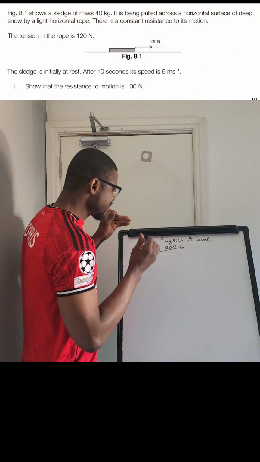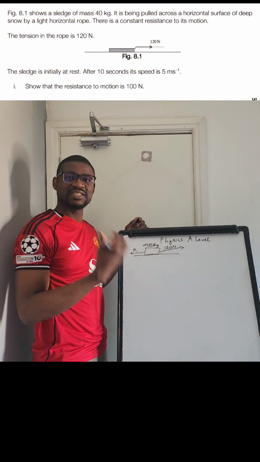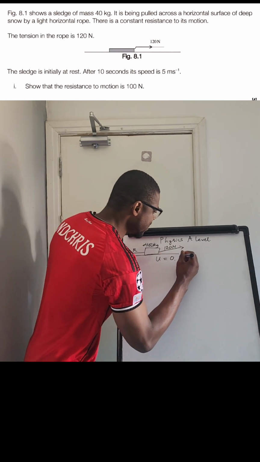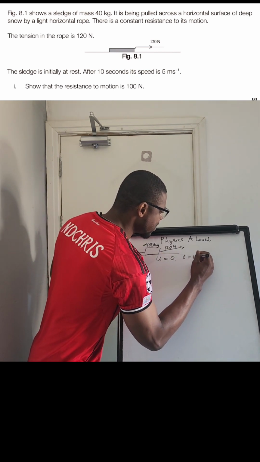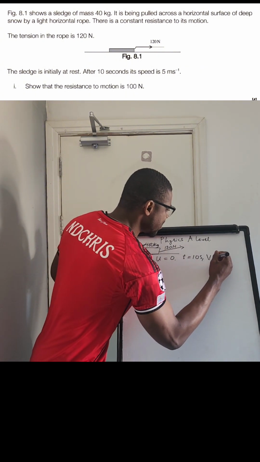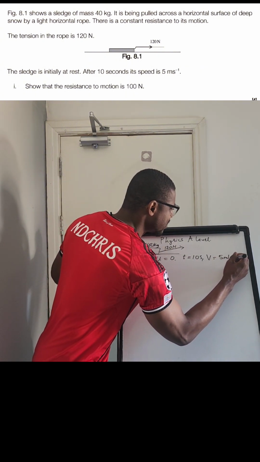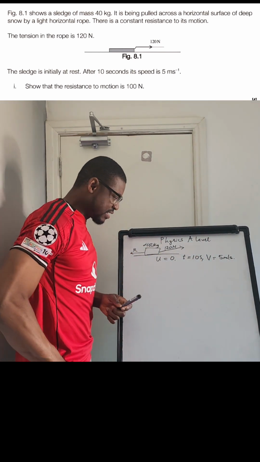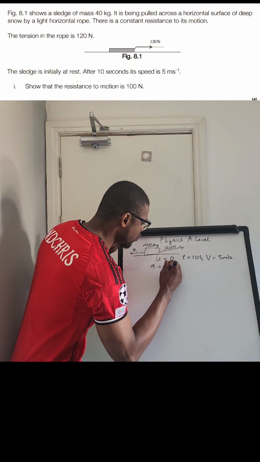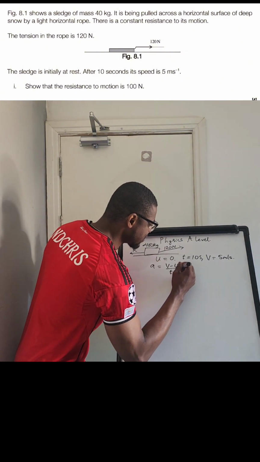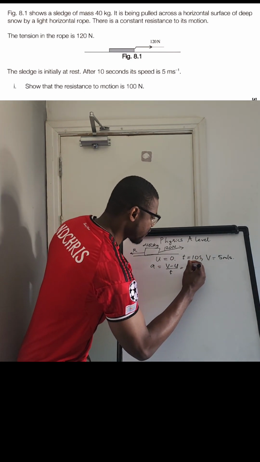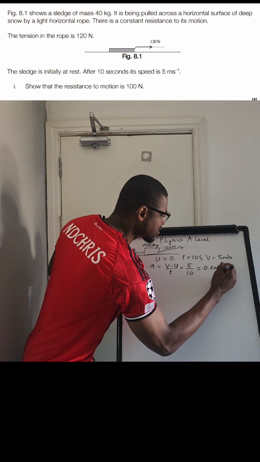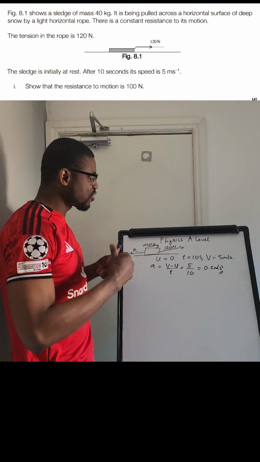Then you are given that the sledge was initially at rest. That means initial velocity or speed is 0, and then after 10 seconds, which is t equals 10 s, its final speed became 5 meters per second. So from here, we can easily find the acceleration of the sledge by saying acceleration equals (v minus u) all over t, and that gives us 5 all over 10, which is equivalent to 0.5 meters per second squared. So this is the acceleration of the sledge.